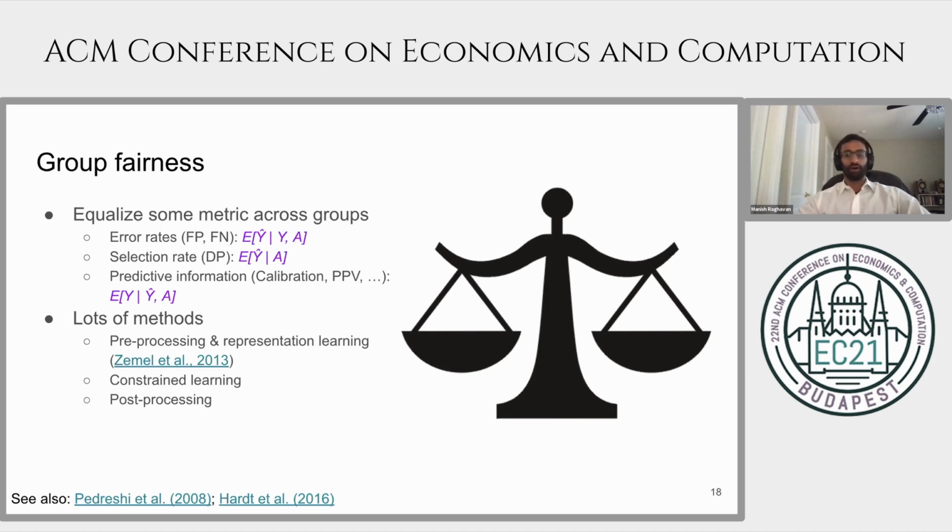Constrained learning involves adding a constraint or a regularization term at training time to a classifier in order to encourage or enforce equalizing the metric in question. And finally, post-processing approaches essentially say, build whatever classifier you want, hand me that classifier, and I'll take the outputs and randomize them or tweak them in some way in order to turn it into one that satisfies the desired constraint.